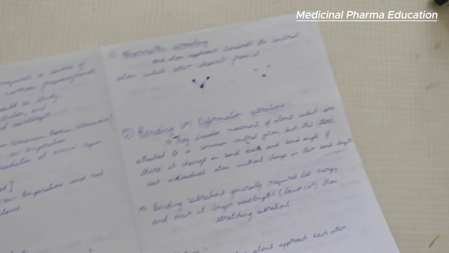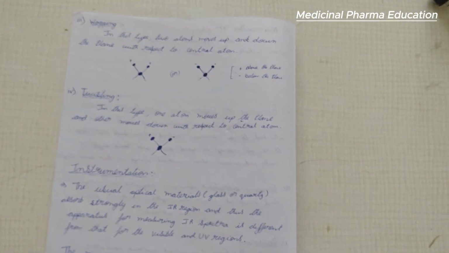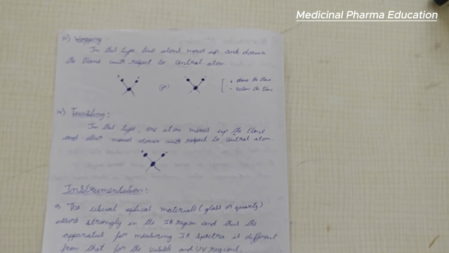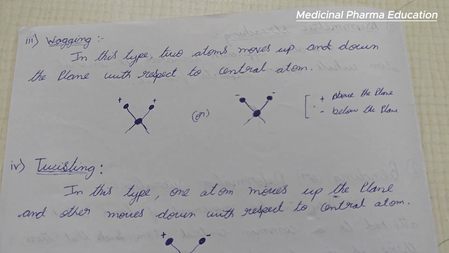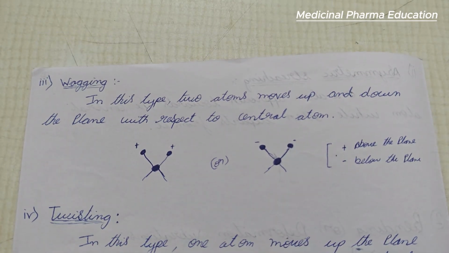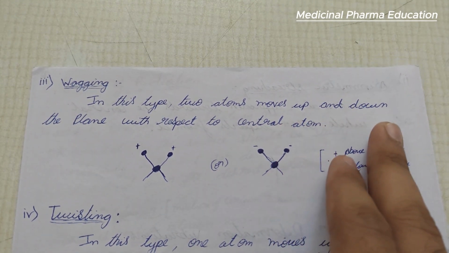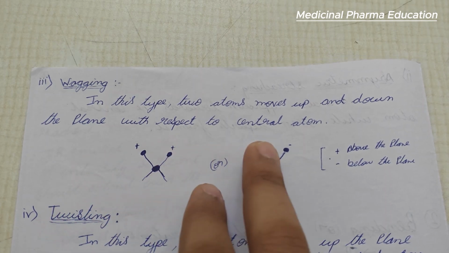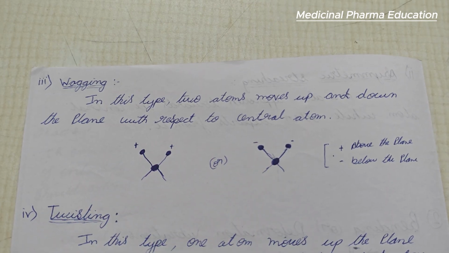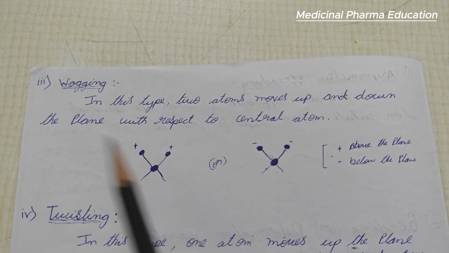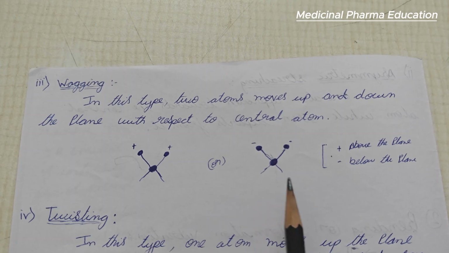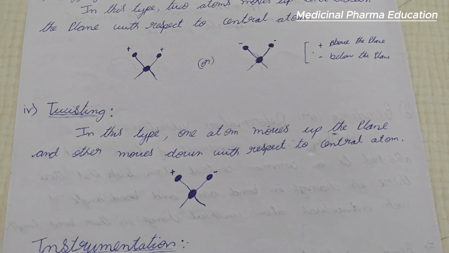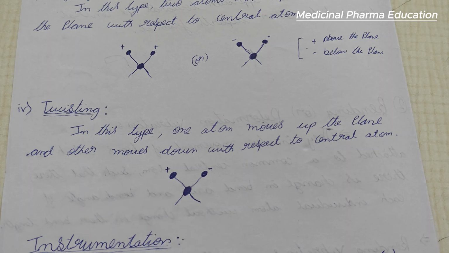Next, wagging. Wagging is nothing but, okay, let me adjust the camera. Wagging is the one in this type. In this type, two atoms move up or down the plane with respect to the center. See, the atoms move above the plane or below the plane. Twisting is nothing but one is moving above and one is moving below.